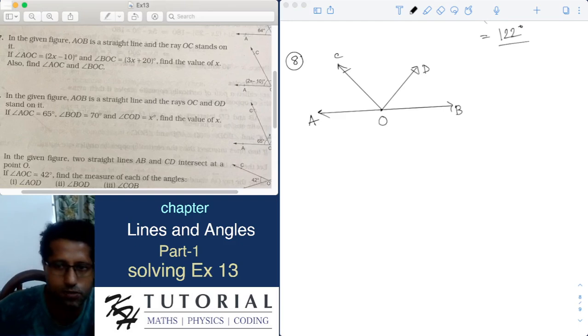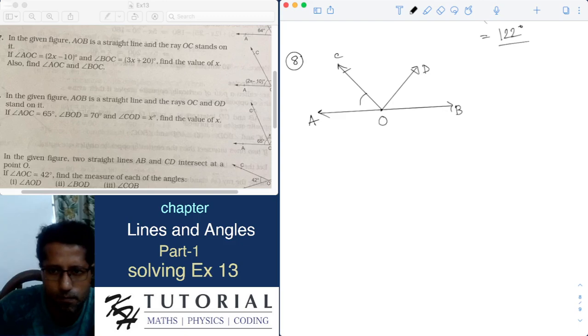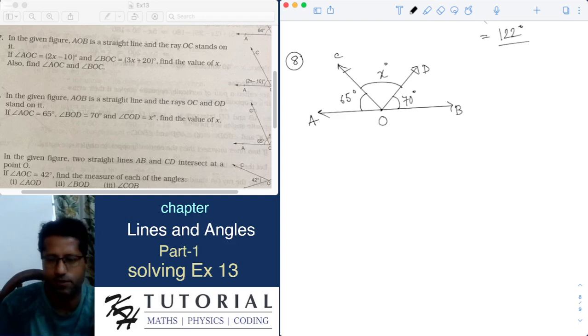It is given that angle AOC is 65 degree. Angle BOD is 70 degree, and angle COD is given to be x degree. So find the value of x.